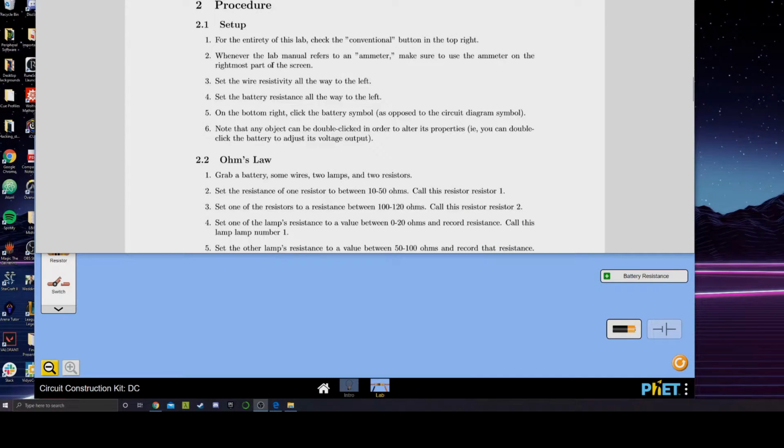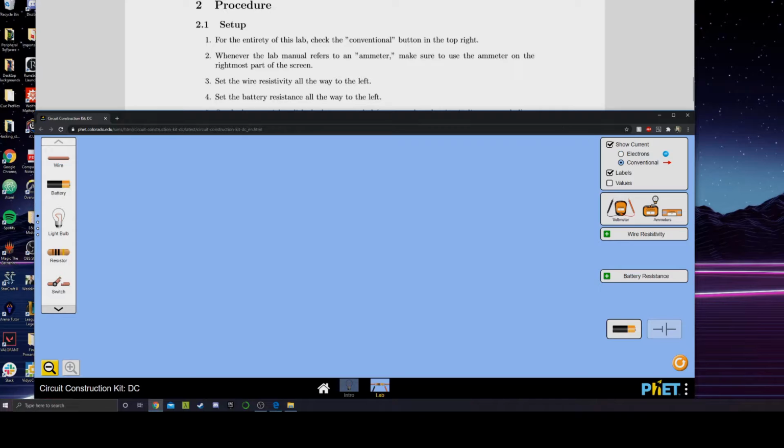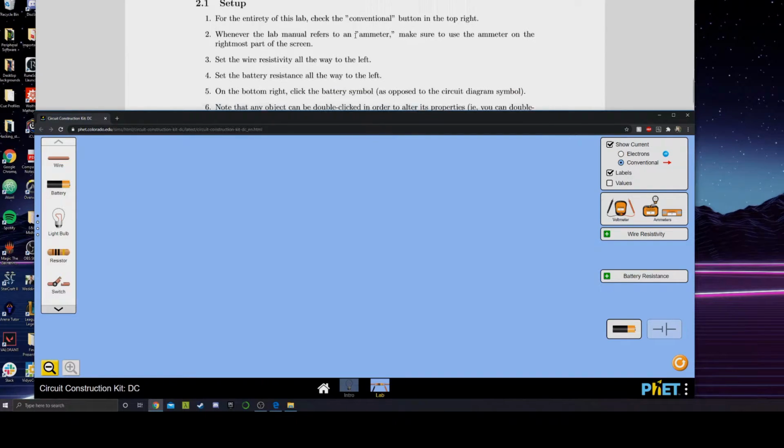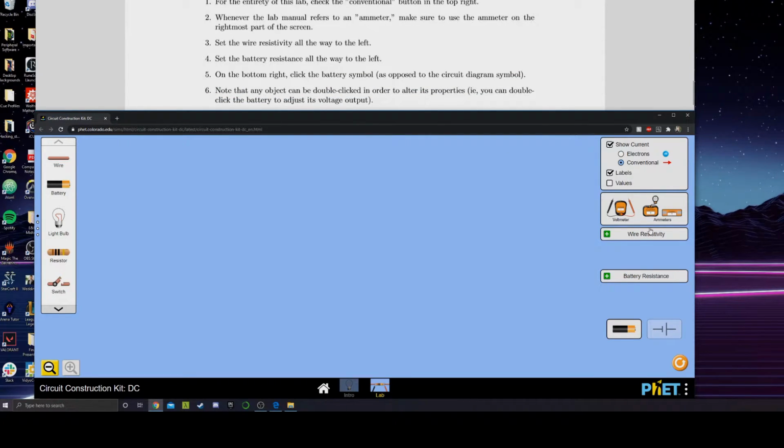So we were told that for the entirety of this lab, we'll turn on the conventional setting here. We will be using only this ammeter, not the other one. I find this one to be a little less useful. Well, I mean, it does the same thing. It's just a little too simple to use, and if we were doing this in person, we would be using one of these. So we will be using one of these.